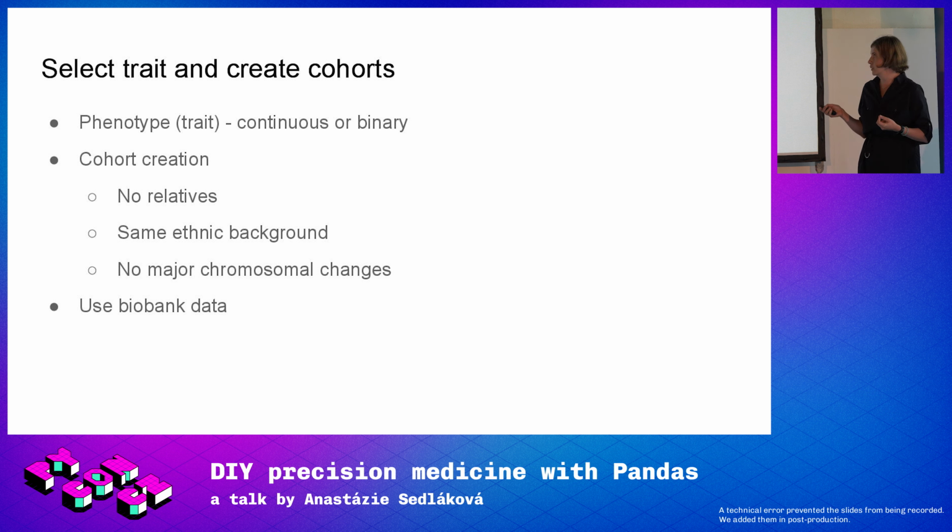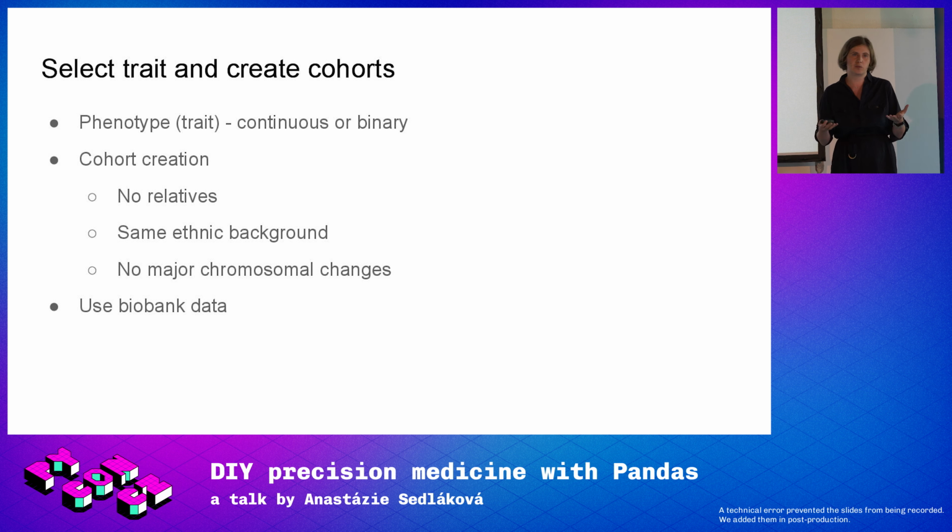it could be either continuous, for example, blood pressure, or it could be binary. So blood pressure is continuous, having a high blood pressure is binary. And based on that, you are creating cohorts. For example, if you have a binary phenotype, you are creating cases and controls.